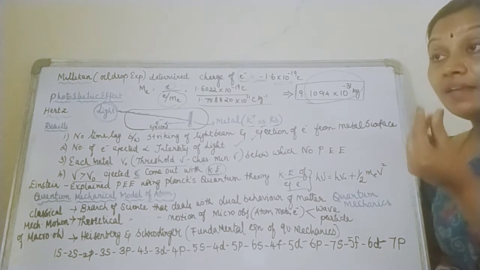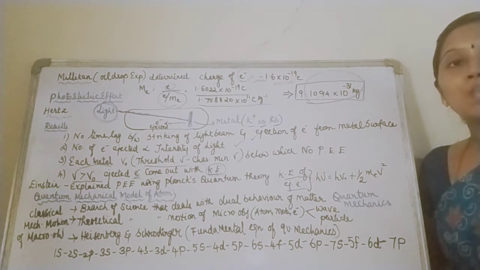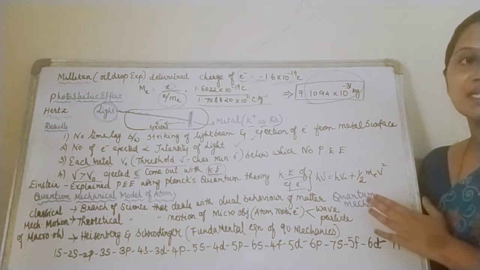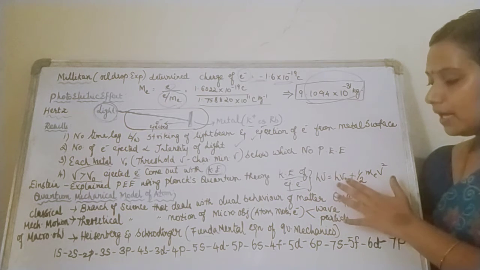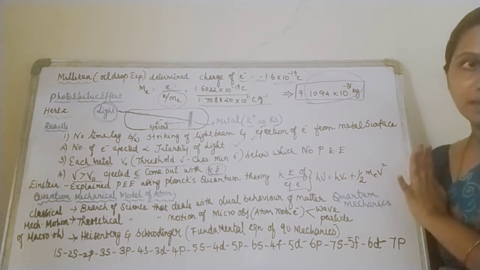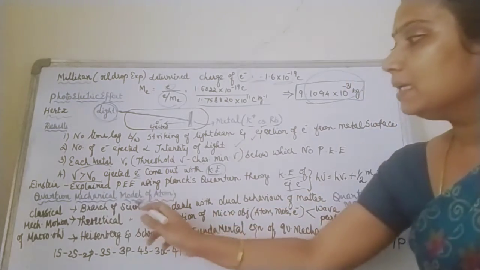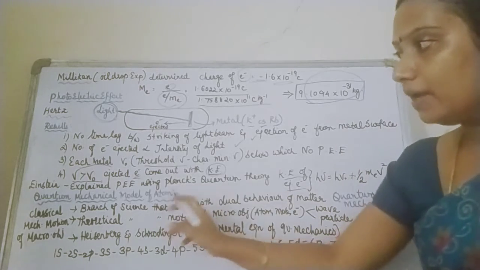The moment the beam of light strikes the metal surface, the electrons are immediately ejected. And only when the frequency is more than the threshold frequency will the electrons come out with kinetic energy, as given by the scientist Einstein. What is that equation? hν is equal to hν₀ plus half mv square. Clear? Then, what is the quantum mechanical model of atom?